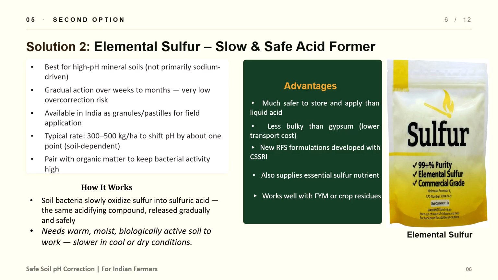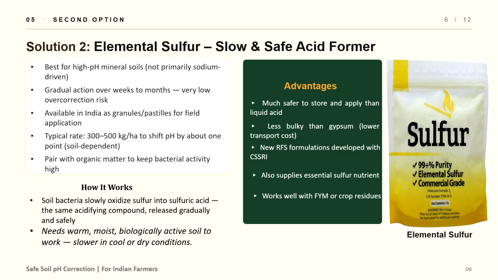Second solution, elemental sulfur: a slow and safe acid former, best for high pH mineral soil that is not primarily sodium driven. Gradual action over weeks to months, very low overcorrection risk. Available in India as granules and pastilles for field application. Typical rate is 300 to 500 kg per hectare, which shifts pH by about 1 point, soil dependent. Pair with organic matter to keep bacterial activity.